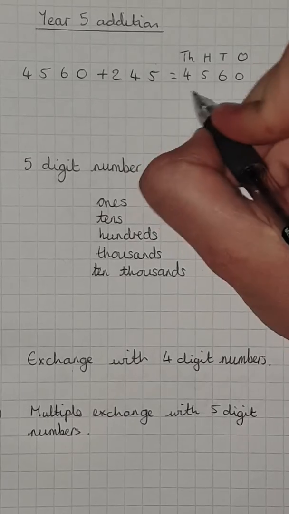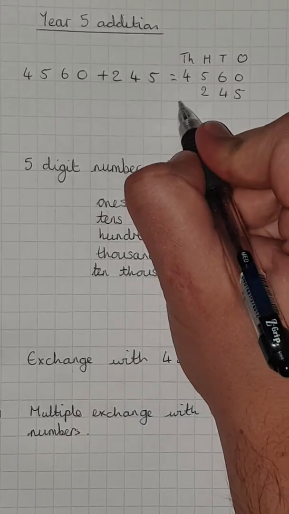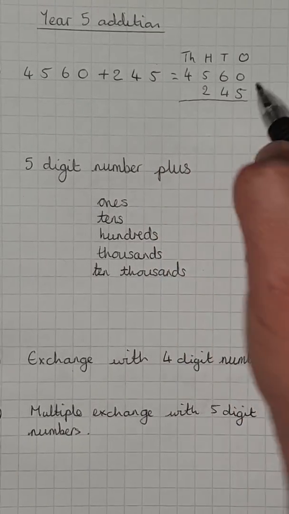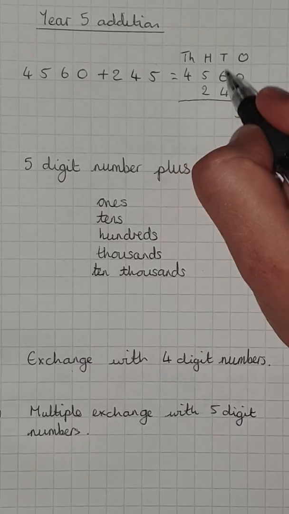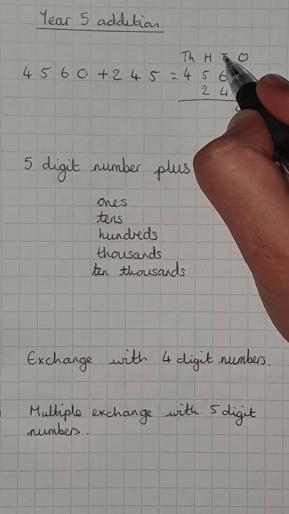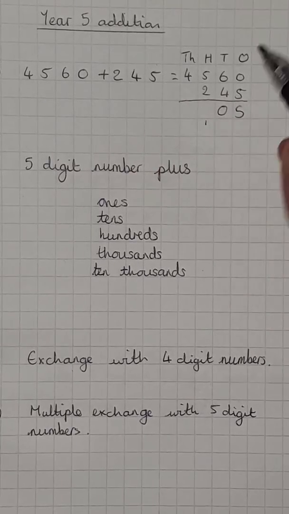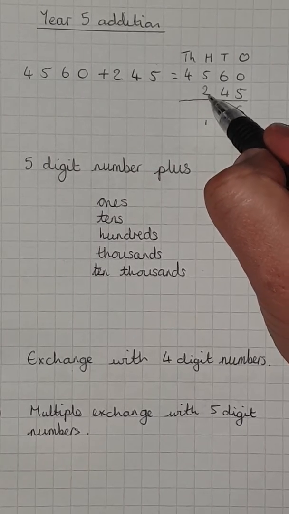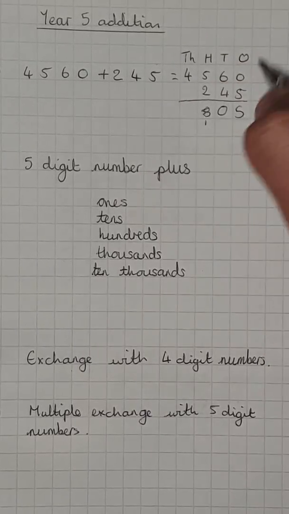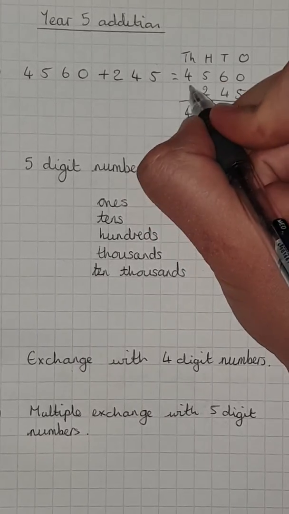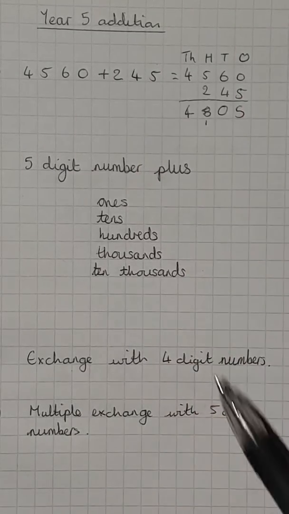4,560 plus 245. 0 plus 5 is 5. 6 and 4, we're going to exchange that 10 for 100. 5 and 2 is 7, plus 1 is 8. And then 4 plus nothing is 4,805. And just do a variety of those.